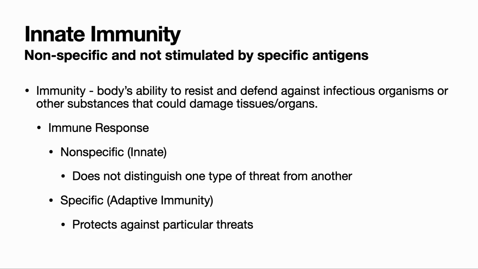So an immune response could be non-specific. It's not distinguishing one type of threat from another, or it could be a specific response, which is protecting you against a very particular threat. So if you think about vaccines, they are designed to give you the ability to defend yourself against a very particular pathogen. Whereas non-specific immunity that we're talking about today are the ways that your body just protects itself in general.